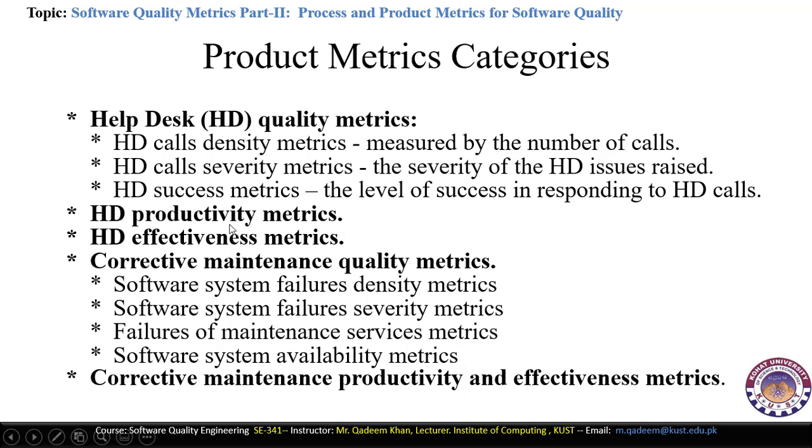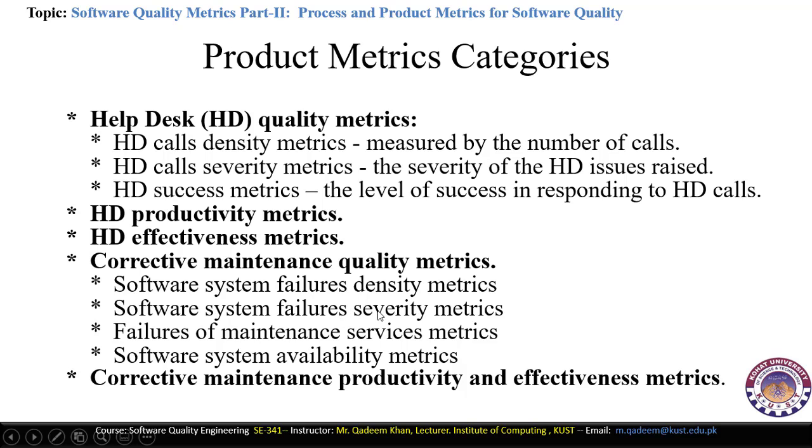Now, the HD productivity matrix, similarly we have the HD effectiveness matrix and the corrective maintenance quality matrix. All these are different types of the help desk matrix. We will discuss all these matrices in the upcoming slides. Now the corrective maintenance quality matrix includes the software system failure density matrix, meaning what is the density of the failures of the software. Similarly, we have the software system failure severity matrix, meaning what is the severity of the failures. Are the failures very severe or less severe?